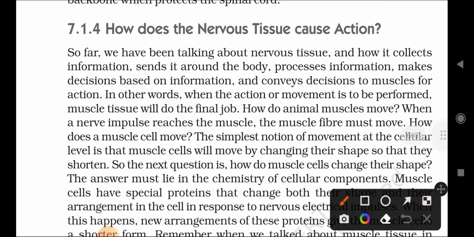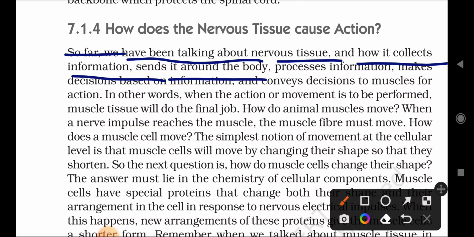Next question: how does the nervous tissue cause action? So far we have been talking about nervous tissue and how it collects information and sends it around the body, processes the information, makes a decision based on it, and conveys the decision to muscles for action.